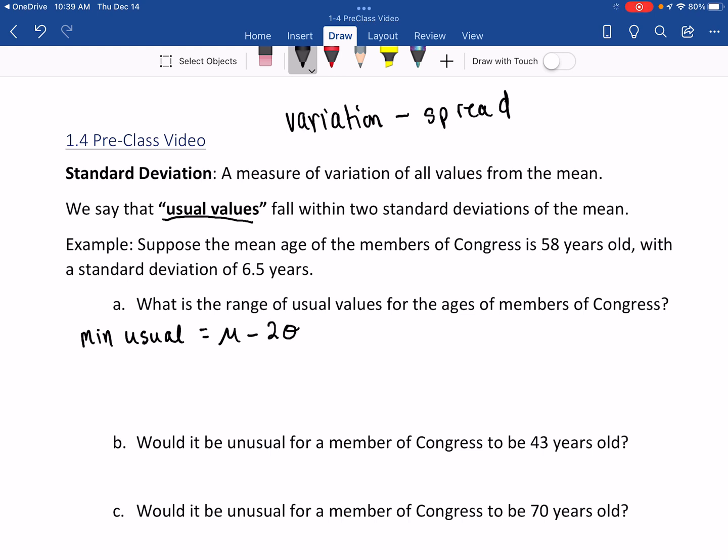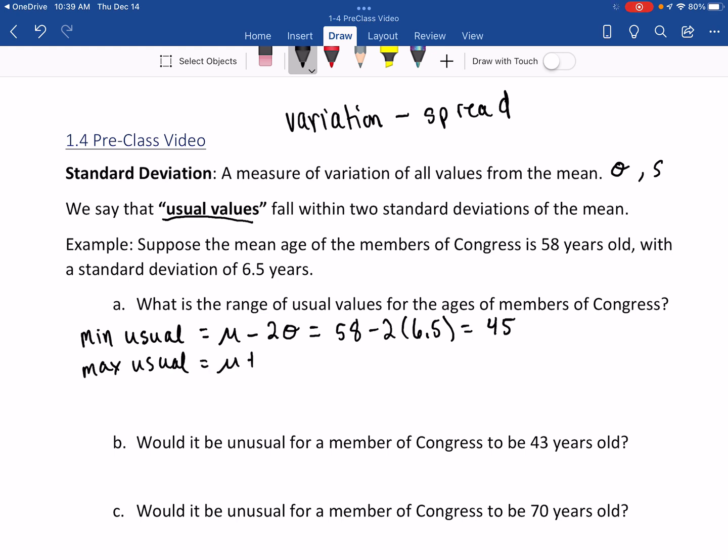The different symbols for standard deviation are sigma for population standard deviation and S for a sample standard deviation. So for my minimum usual value here, I'm using mu because it's all members of Congress, so it's a population. We're doing a parameter. That's why I changed it. I will just subtract 2 of those standard deviations. So that's 58 minus 13, which gives me 45. So the minimum usual age is 45, according to this calculation.